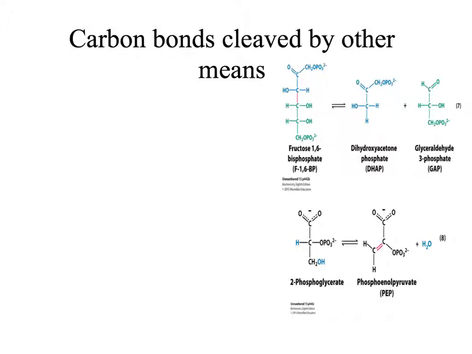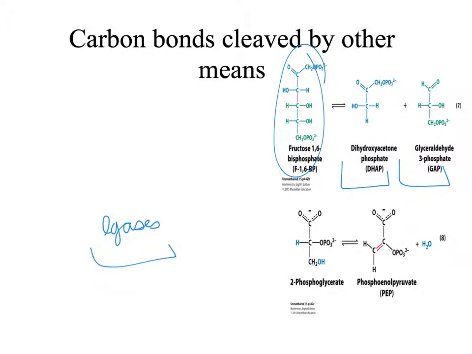Then we have carbon bonds that are cleaved by other means. Lyases are enzymes that will catalyze the cleavage of carbon bonds by means other than hydrolysis or oxidation. So, lyases. Here, the example that we're looking at shows the breakdown of fructose 1,6-bisphosphate, and it breaks it down into dihydroxyacetone phosphate and glyceraldehyde 3-phosphate. We'll come back to this reaction in our study of glycolysis, but it's a lyase that is going to help this process occur. So we're not using oxidation or hydrolysis here to break this substance into two other substances. There's an enzyme, a lyase, that's going to come in and help that process occur.